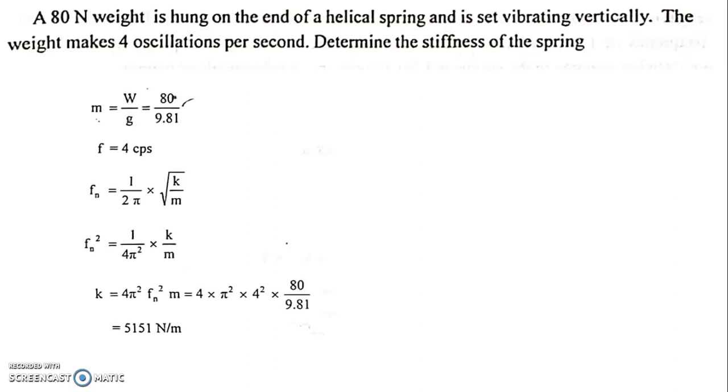So we got the relation mass equal to 80 divided by g. So we have calculated the mass, and the frequency is given by 1/2 pi root K by M. So we got the value of frequency and we got the value of mass, and we have to calculate the value of stiffness K. By substituting the value, we'll get the value of stiffness as 5151 Newton per meter. Okay. And here is our second question.